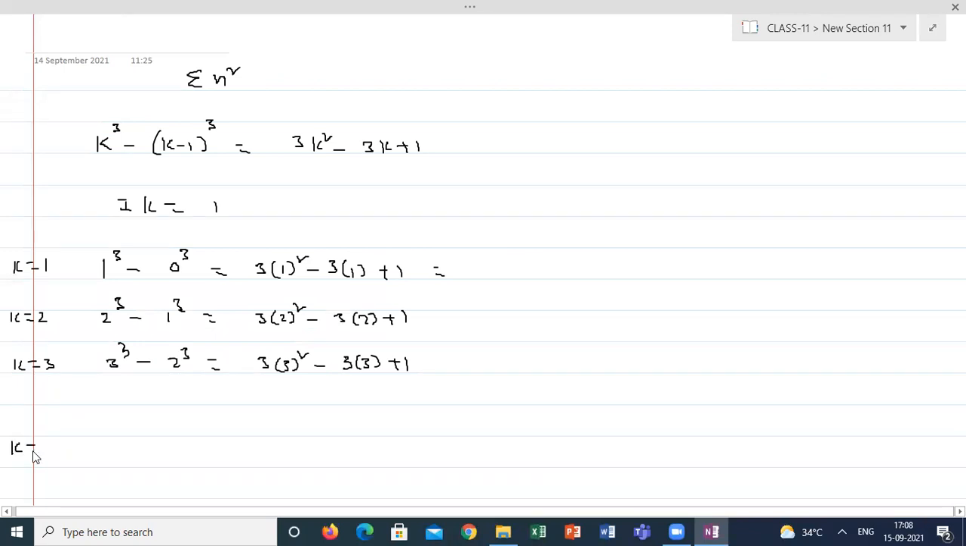If k is equal to 1, what is the expression you will get? Students, if k is equal to 1, what is the expression you will get?